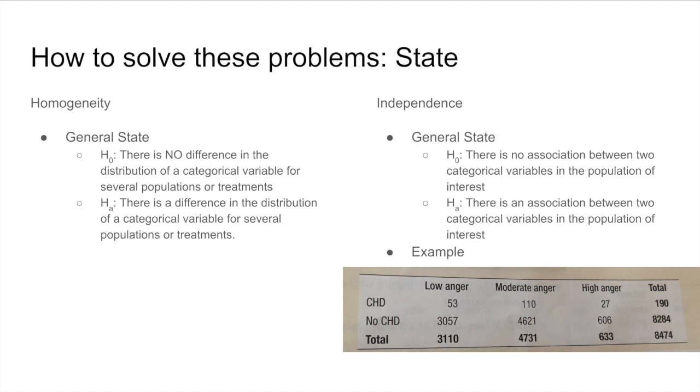For independence, you would say for the null that there's no association between two categorical variables in the population of interest, and for the alternative, there is an association. And so for this example, between coronary heart disease and anger management levels, the state would read: the null hypothesis is that there is no association between anger level and heart disease status in the population of people with normal blood pressure, and the alternative would say there is an association between anger level and heart disease.